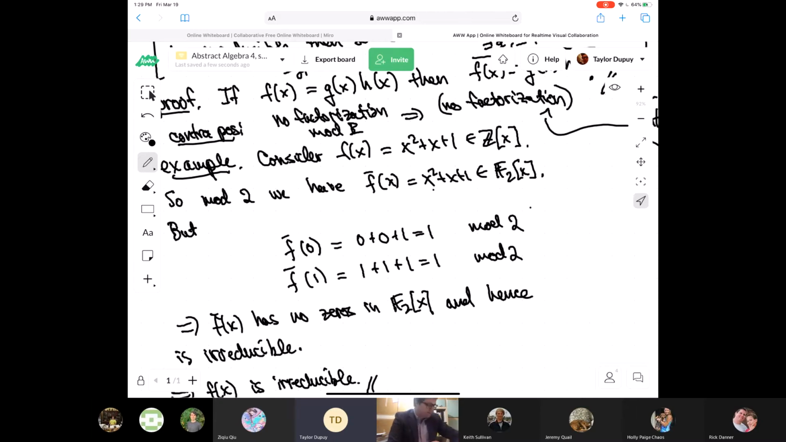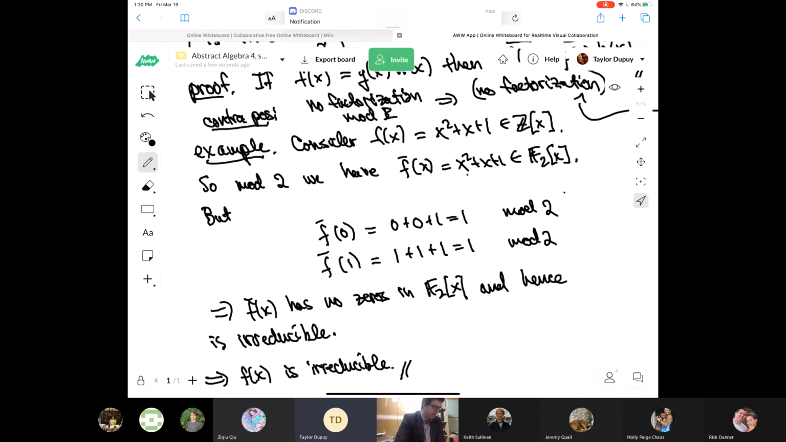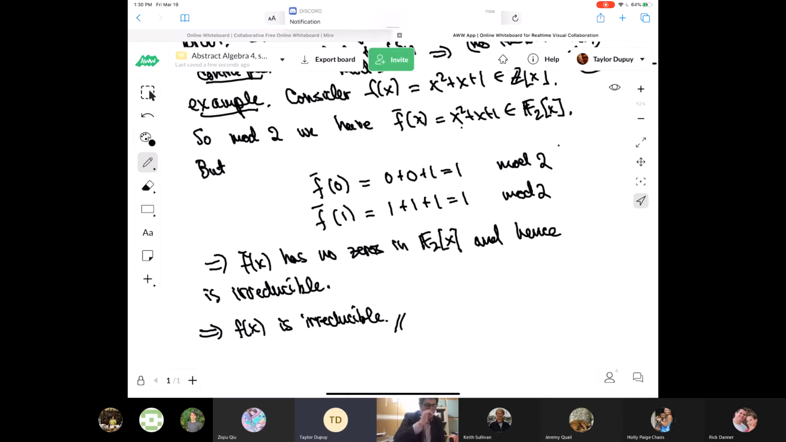In fact, factorization mod p tells you about the splitting behavior of prime ideals in number fields. We can talk about that after class if you want to hear more, but that's beyond the scope of this class. That's a theorem from algebraic number theory.